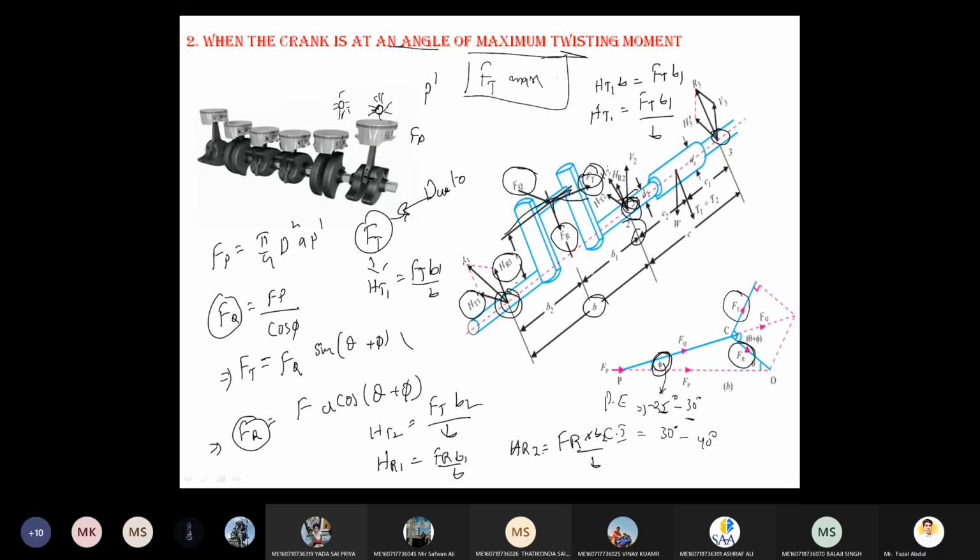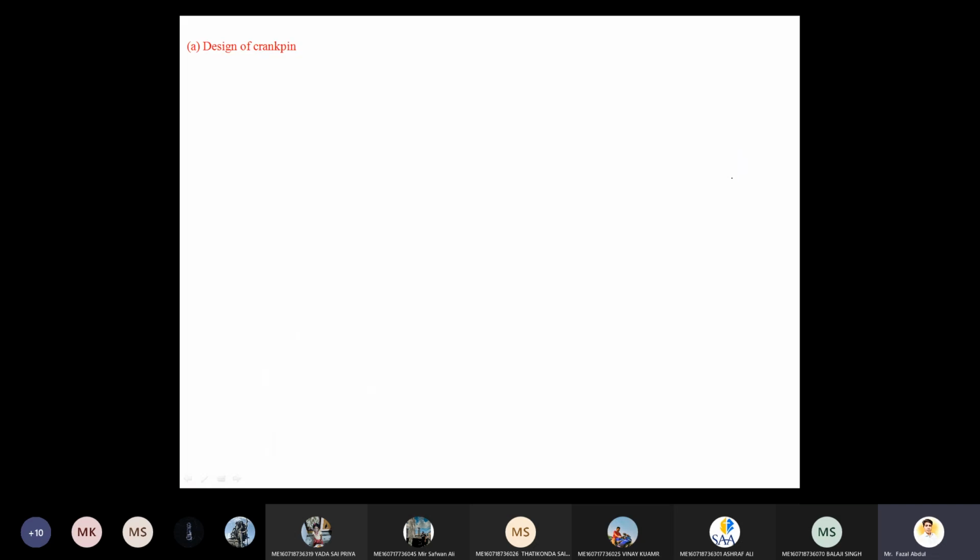Now one by one we are calculating. And one more, see, another reaction is there. Due to the flywheel, two vertical reactions V2 and V3, and due to the belt tension, T1 plus T2. So these are the reactions we are calculating. First one, design of the crank pin.